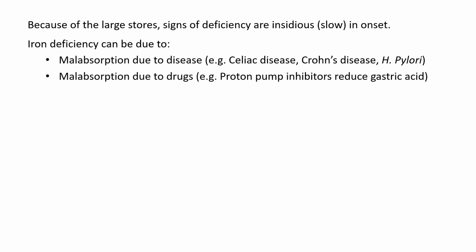Malabsorption can also be due to drugs. So again, it's about this gastric acid there in our example, because of course proton pump inhibitors reduce gastric acid. So therefore, we're not going to be able to prevent it becoming insoluble in the duodenum, and we're going to have malabsorption. Low dietary intake, of course, and or loss due to hemorrhage. Usually has to be either a persistent low-grade hemorrhage or a significant acute hemorrhage.